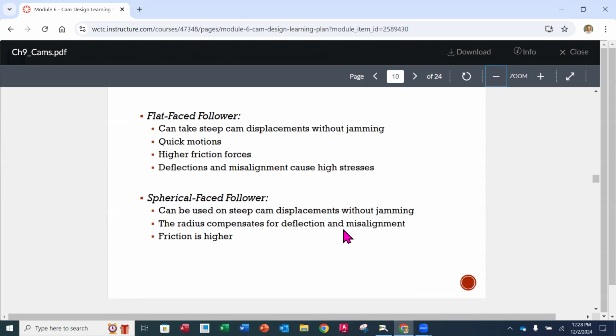And then lastly, we've got the spherical faced follower. It can be used on steep cam displacements without jamming. The radius compensates for what possible deflection could occur on a flat face. But again, it isn't rotating like the roller, so the frictions are going to be higher in the case of these as well.